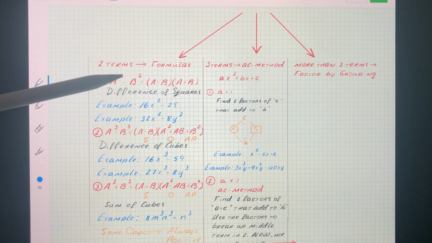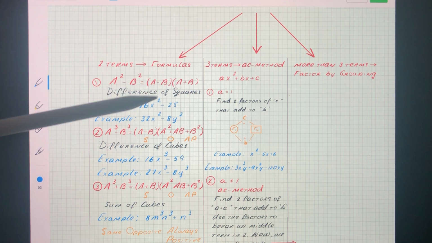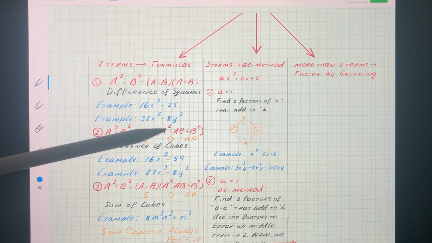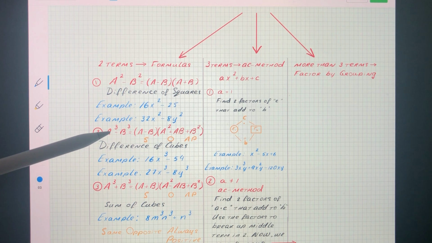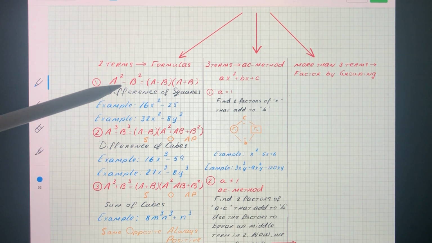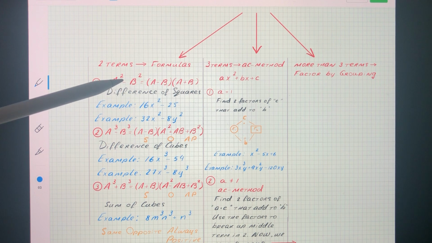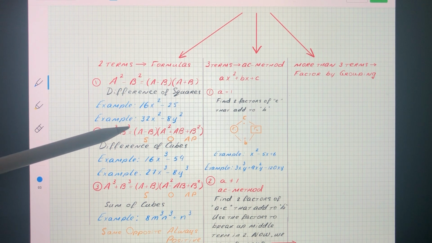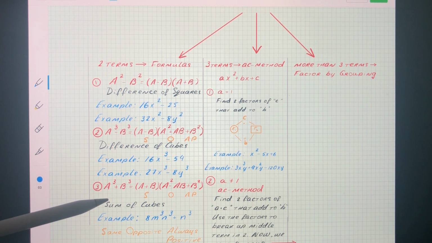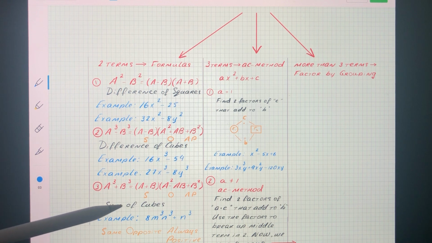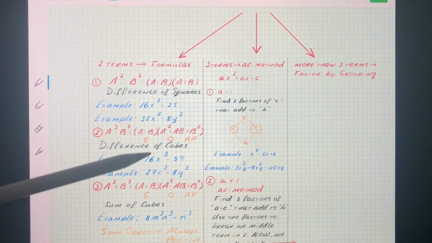They are the difference of squares, that's what it factors to. The difference of cubes, that's what it factors to. The difference means minus, cubes means the powers are cubes. Difference is minus, squares. So we're subtracting squares, we're subtracting cubes. And then the last choice is we add in cubes. Sum means add, so we add in cubes.